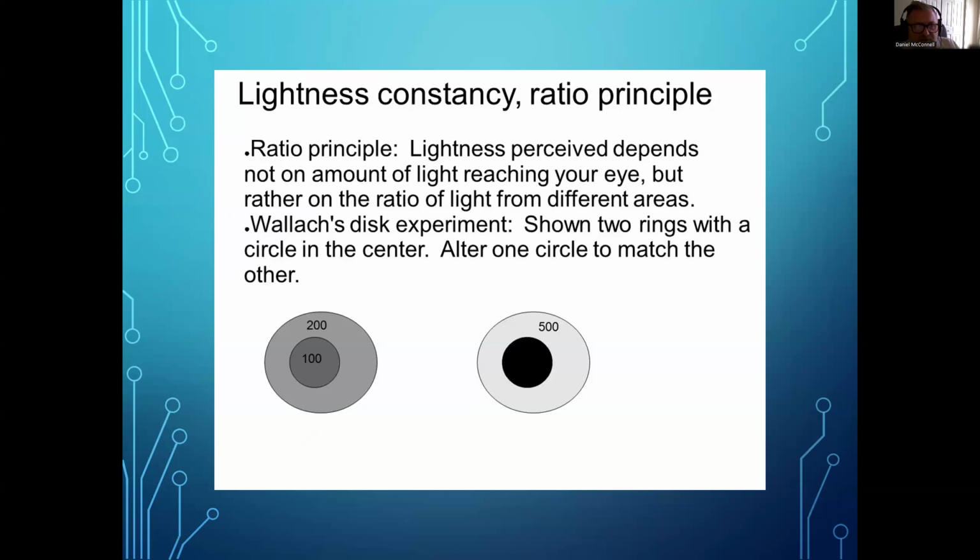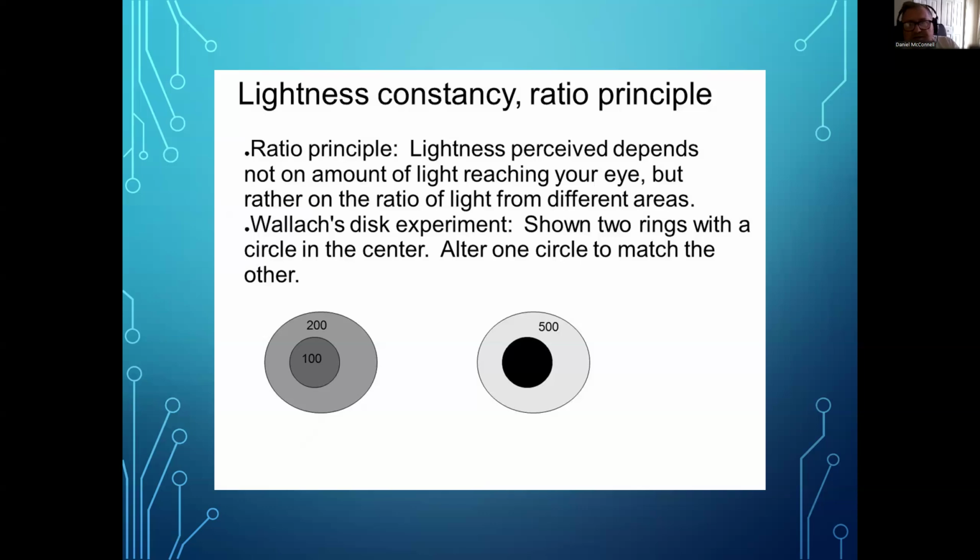So the relationship between the 100 and the 200 is obviously 50%, right? And the same goes here when they start adjusting that black circle. Once they get it to 250, it's going to have the same relationship to its background as the 100 circle does. And that's going to cause them to be equally gray from the subject's perspective. That's what Wallach's experiment found: when people perform these matching experiments, they are not matching absolute light intensity values. They are matching ratios, even when they're not aware of it, right?